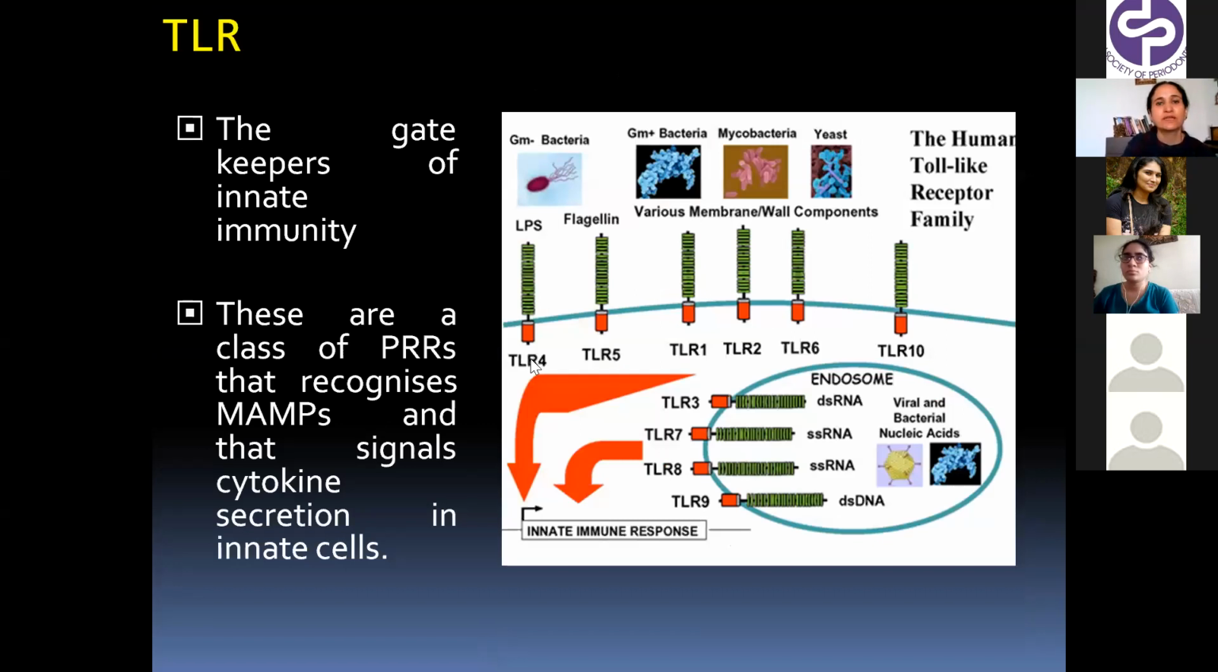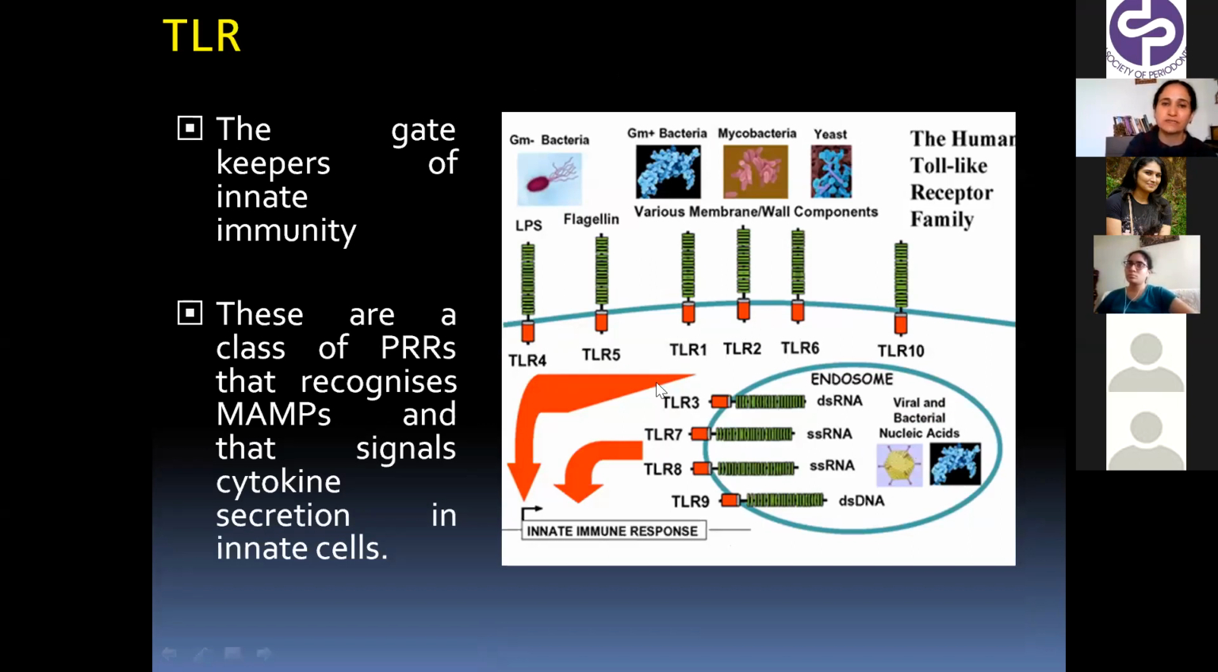So again, we have different types of these toll-like receptors. I will give you the classification of that. From the periodontal point of view, TLR4 and TLR2 are important, and from the viral point of view, it's TLR 3, 7, 8, and 9, which will recognize the viral and bacterial.